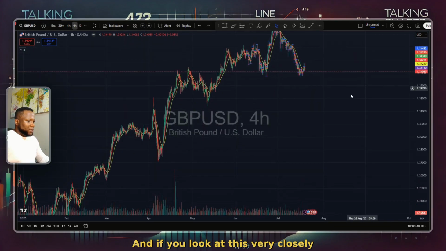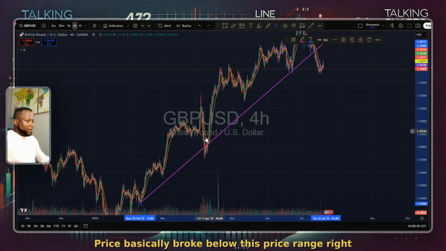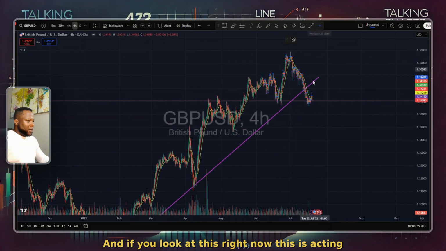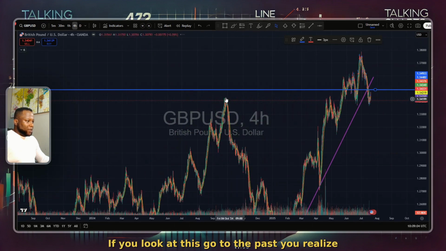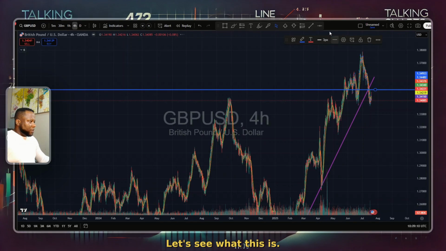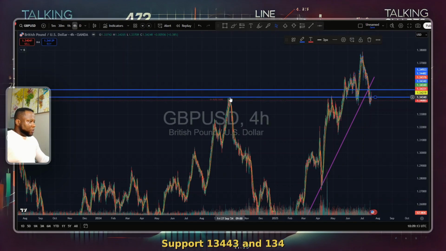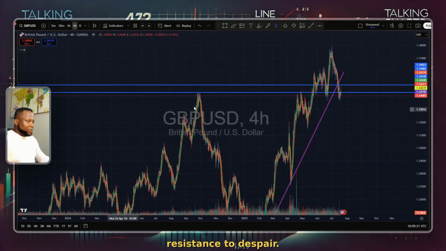And if you look at this very closely, we have broken above or below an uptrend. Price basically broke below this price range right here, and right now this is acting as a resistance. 134.22 is resistance. If you go to the past, you realize it's almost the same alignment here, 134. Support 134.43 and 134.94. So these two areas are now acting as resistance to this pair.